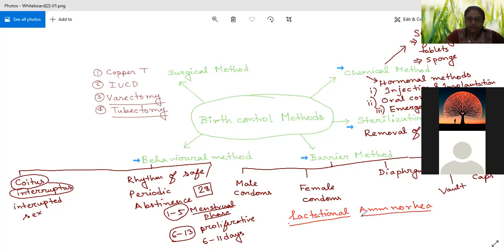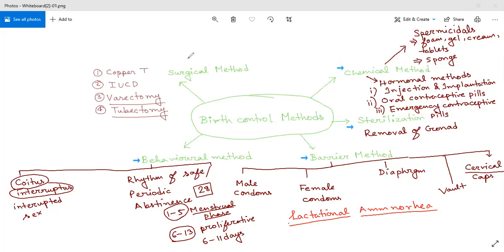So lactational amenorrhea is the naturally induced method to prevent consecutive pregnancy. Till the time the mother is feeding the child milk, she will not be able to ovulate. Now this period is not actually fixed. It depends from person to person and on the intensity of the breastfeeding. The lactational amenorrhea is decided accordingly. Clear to everyone? Yes, ma'am.